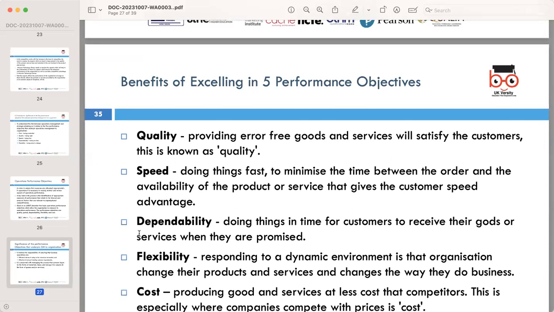It is a consistent indicator which customers and staff base their expectations around. So providing error-free goods and services will satisfy the customers. This is known as quality.